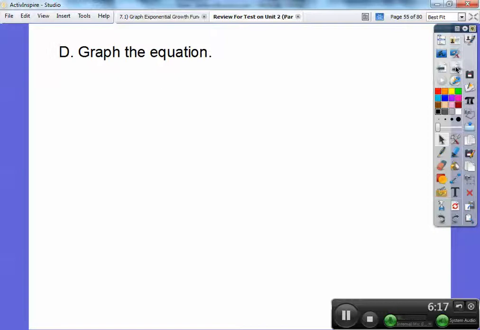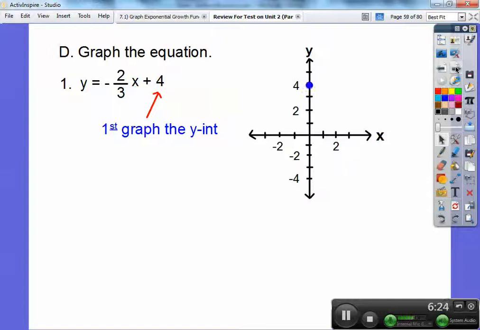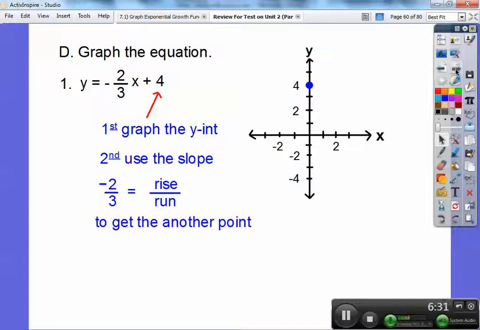Okay, let's graph these. All right, so y equals negative 2/3 x plus 4. Let's first graph that y-intercept right there at the 4. Then we're going to use this slope, down 2 to the right 3, to get your other point. Down 2 to the right 3. So I'm going to go down 1, 2 to the right 1, 2, 3. These tick marks are going by 1s. The last tick marks were going by 2s. Okay, and then connect them up. Don't forget to write the equation next to the line right there.